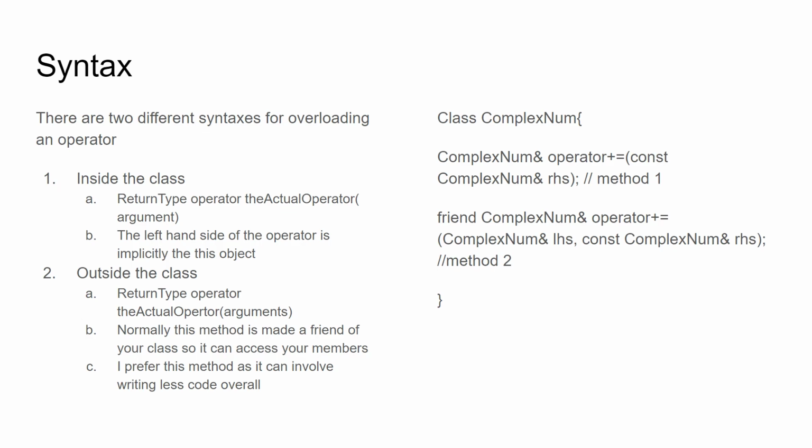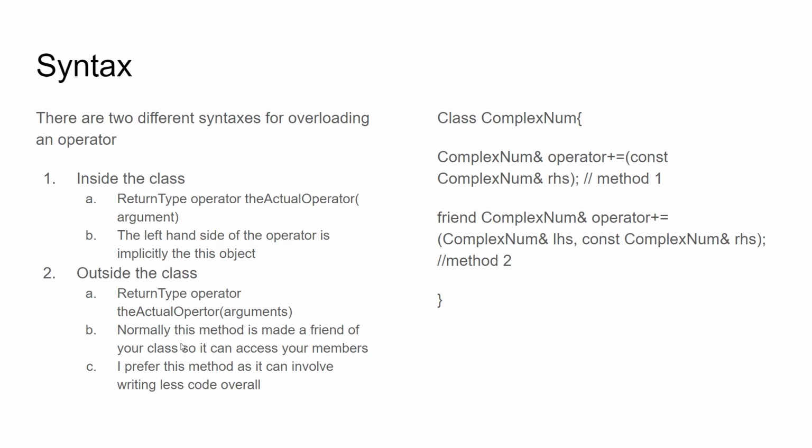There are also unary operators, like unary minus. Unary minus is negate. So if you say negative a, you'd want to return a copy of yourself, but negative. The other way that you can do it is you can define it outside of the class. So you say return type operator, again, the actual operator plus, minus, times, and then arguments.